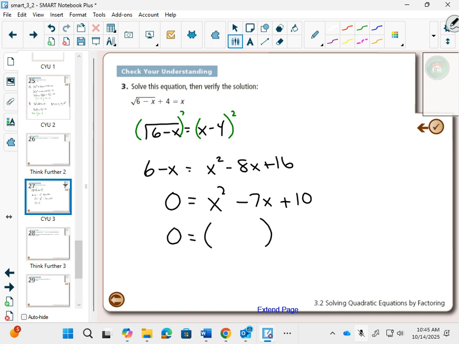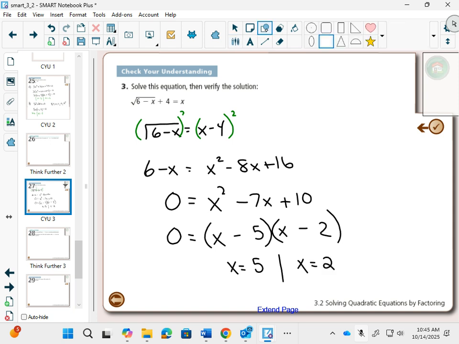Now I can factor this. x and x. It looks like 5 and 2 should work. I need minus 7, so I need minus 5 and minus 2. Does it still give me the plus 10? Yes. Giving me x equals 5 and x equals 2.